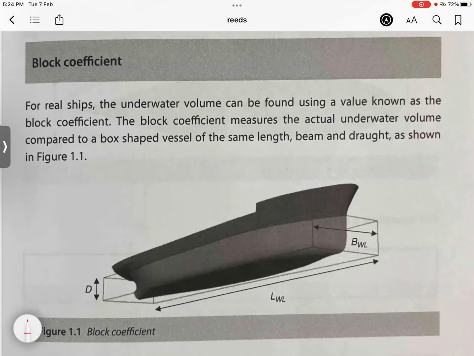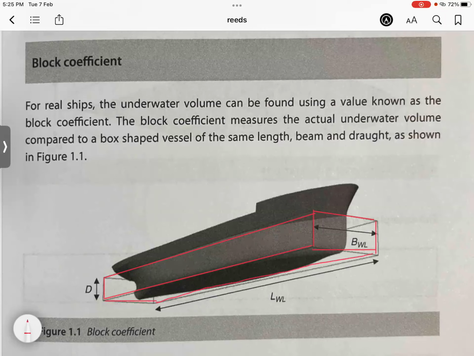See here, what they have done is this is a ship, right? They have tried to fit it in a box. Look at this, in what have they fitted the ship? They fitted it inside a box, till the water line, till the summer load line, right?